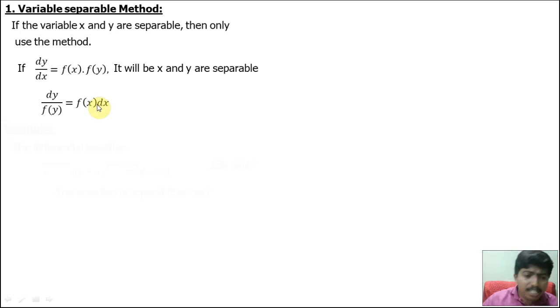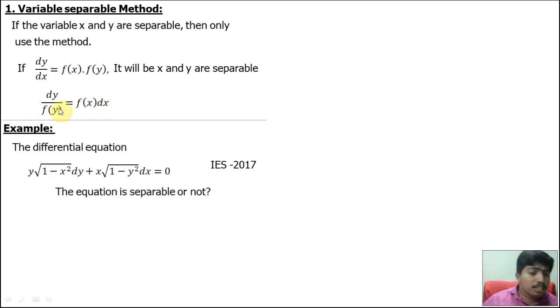Okay. For example, here this question was asked in IAS 2017, whether this equation is separable or not. If it is separable, you can use this variable separable method, or otherwise you have to choose any one of the other 5 methods. Okay. So simplify this equation. So we will get like this. Now we will separate. We can easily separate.